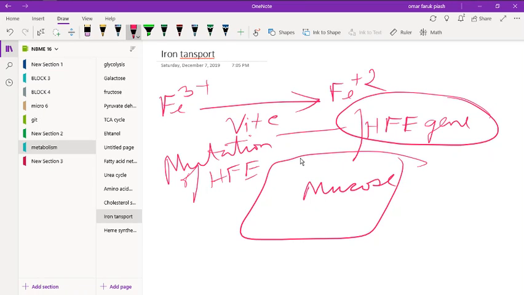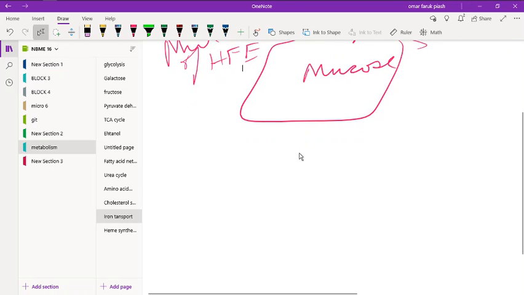Normally our body absorbs about 1 milligram of iron daily. On the other hand, if there is mutation in the HFE gene, it will absorb 2 to 3 milligrams or more a day, and this high amount of iron will deposit in different parts of the body, like the liver causing cirrhosis, the pancreas causing diabetes mellitus, and the skin causing dermatitis, and that is how hemochromatosis develops.